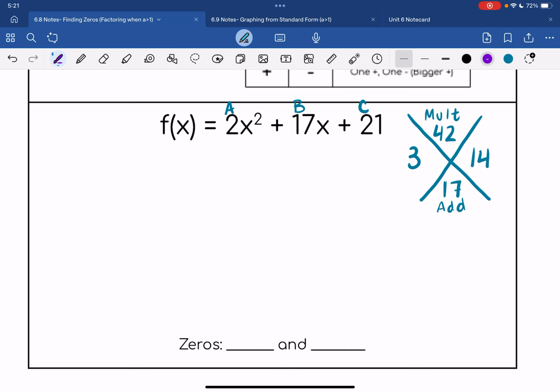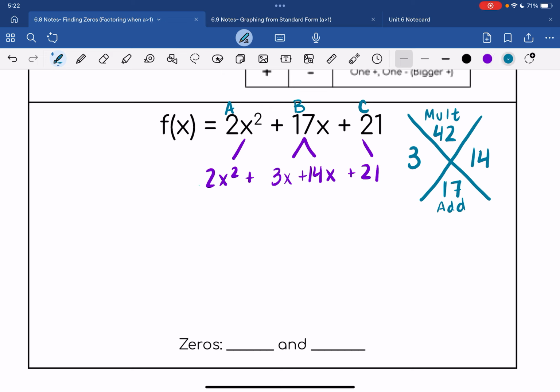From here, we are going to split our 17x into 3x plus 14x. We're allowed to do that. We're essentially uncombining like terms. And then I've still got my 2x squared here, and I've still got my 21 here. So now I've got 4 terms, and I am ready to factor by grouping.